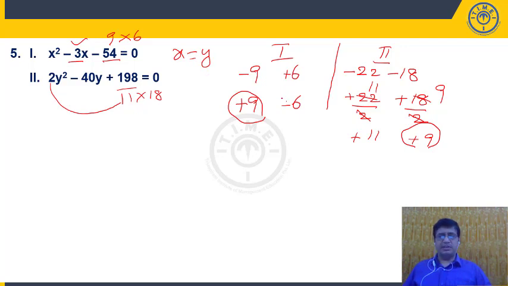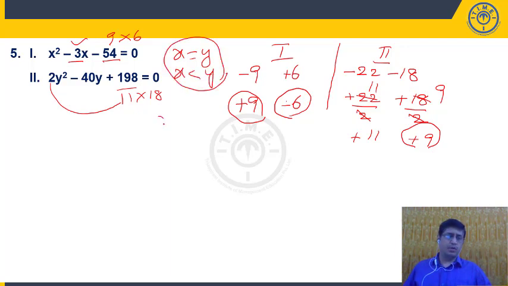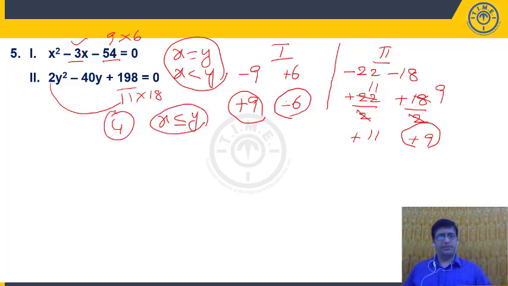Then what is the next part? Next part here, just observe this minus 6. Minus 6 is the negative value, which is less than the positive values in the second equation. In the second equation we have two positive values. All the positives are more than the negatives. So what is the discussion? X less than y. Combining these two, we can express it as x less than or equal to y. The right choice is option 4. Fourth choice is the right choice.